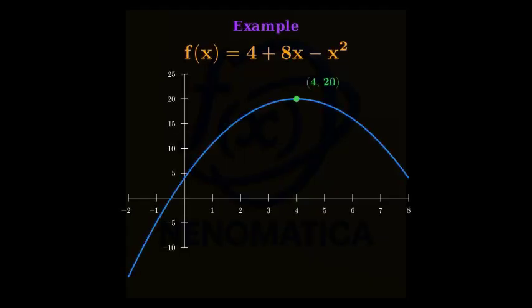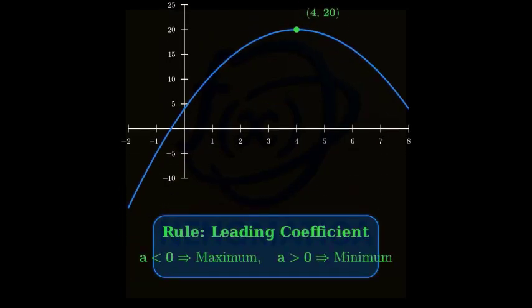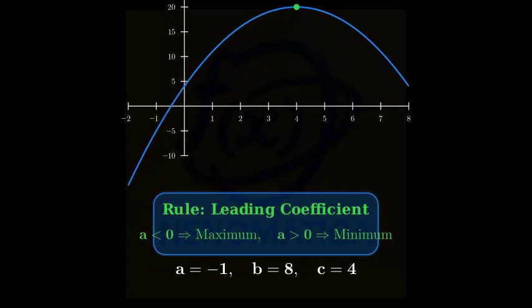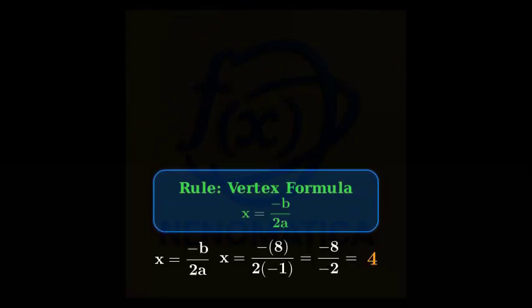Step 1. Determine the type of optimum. For a quadratic ax squared plus bx plus c, if a is less than 0, the parabola opens downward and has a maximum at its vertex. Here, a equals -1, b equals 8, and c equals 4. Since a equals -1 is less than 0, f has a maximum value at its vertex.